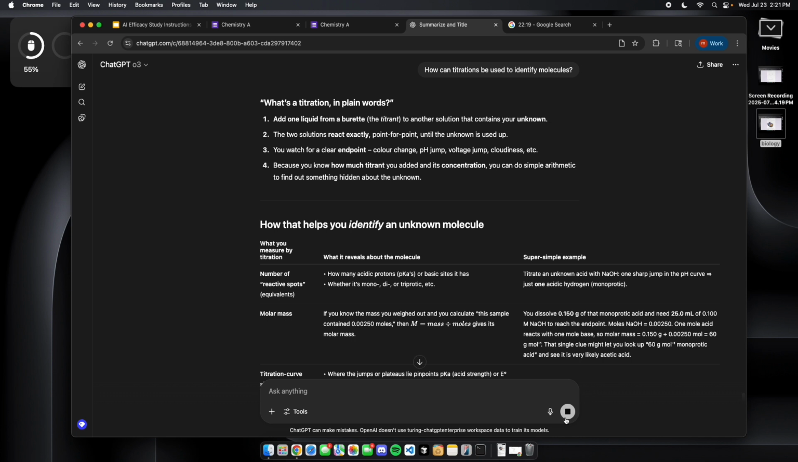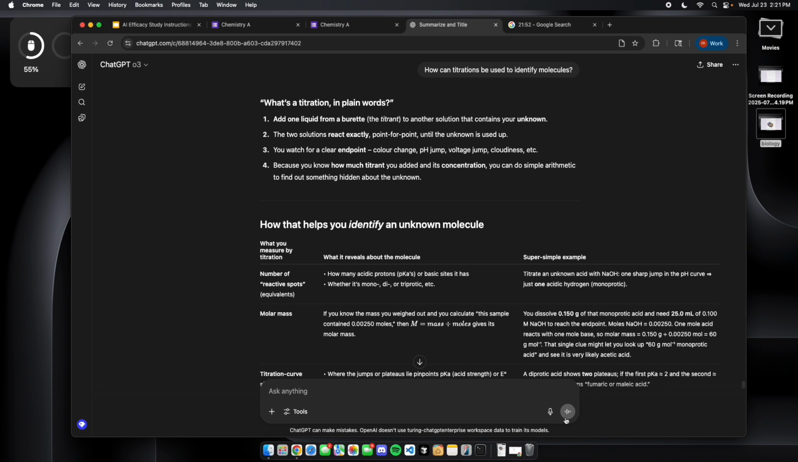What is a titration in plain words? Add one liquid, the titrant, from a burette to another solution that contains your unknown. The two solutions react exactly point for point until the unknown is used up. You watch for a clear endpoint: color change, pH jump, voltage jump, cloudiness, etc. Because you know how much titrant you added and its concentration, you can do simple arithmetic to find out something hidden about the unknown.